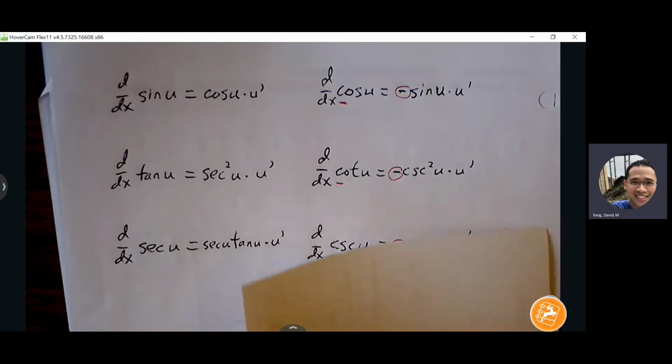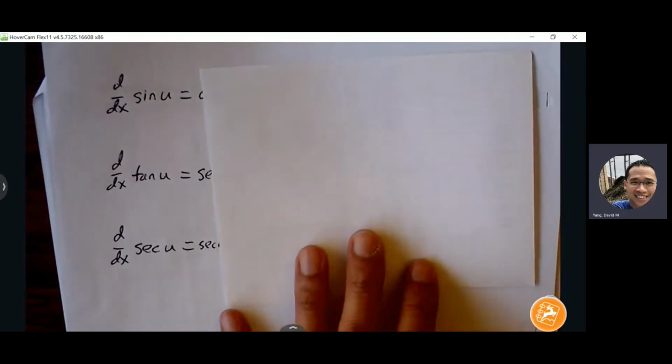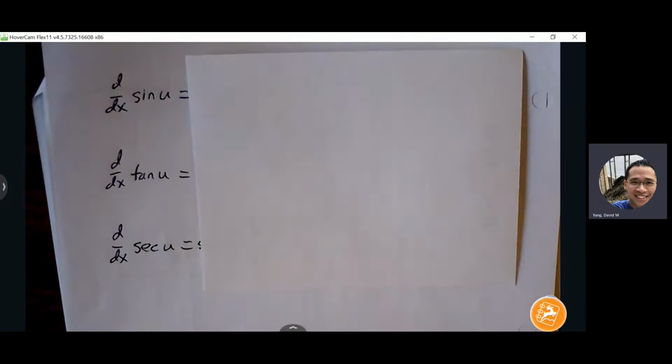Okay, let's go ahead and try these. I'll cover this up. Here we have 6 trig functions. See if you can recall them from memory, their derivatives.